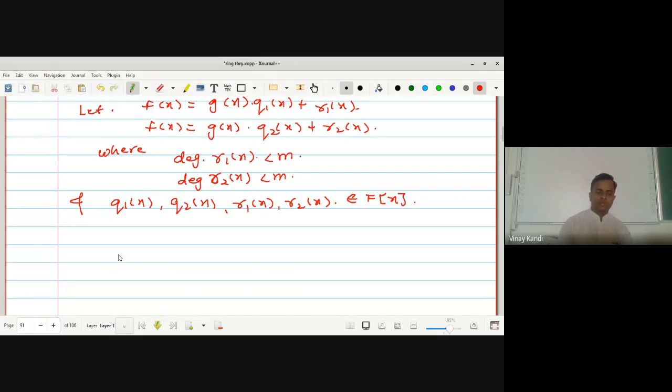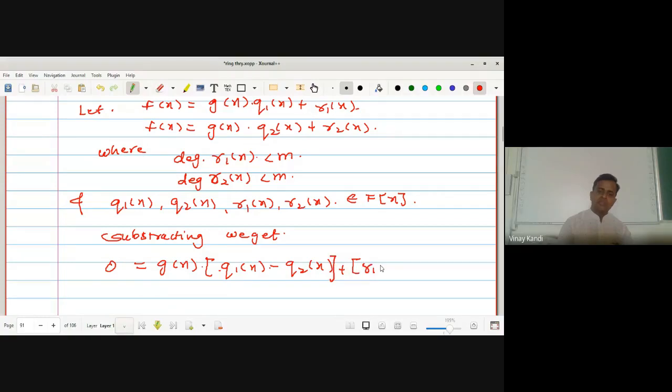Now subtracting both the equations, we get f minus f is the 0 polynomial, which is equal to, taking g of x common, by the distributive law, g of x into q1 of x minus q2 of x plus r1 of x minus r2 of x. Any doubt up to here?